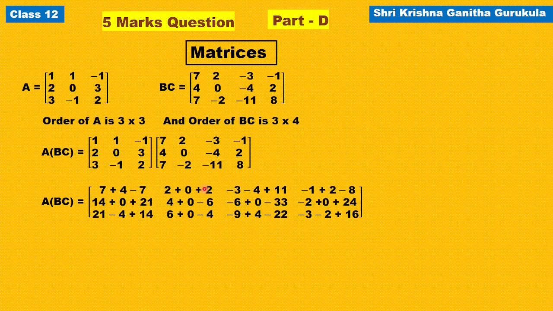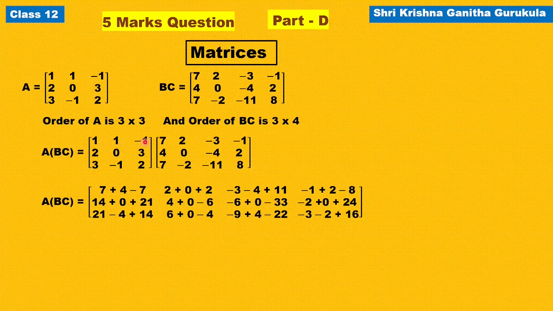Minus 1 into minus 2 is plus 2. So it is 2 plus 0 plus 2. Then first row with third column. Then it is 1 into minus 3, minus 3. 1 into minus 4 is minus 4. Then minus 1 into minus 11 will be plus 11. This gives us minus 3 minus 4 plus 11.